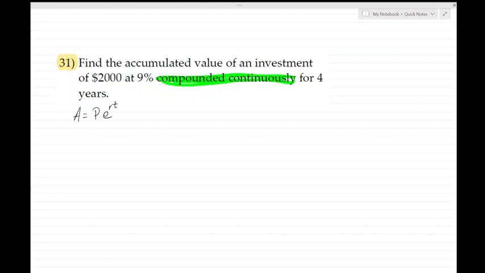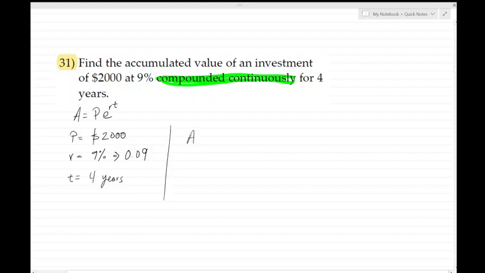That's the formula for when things are happening continuously, pretty much. So let's go ahead and define our values. The principal is how much money we start with, or the initial amount. Then the rate, which is 9%, turned into a decimal is 0.09. And time is going to be 4 years. So let's plug that in, and we have A equal to 2,000 times e to the power 0.09 times 4.